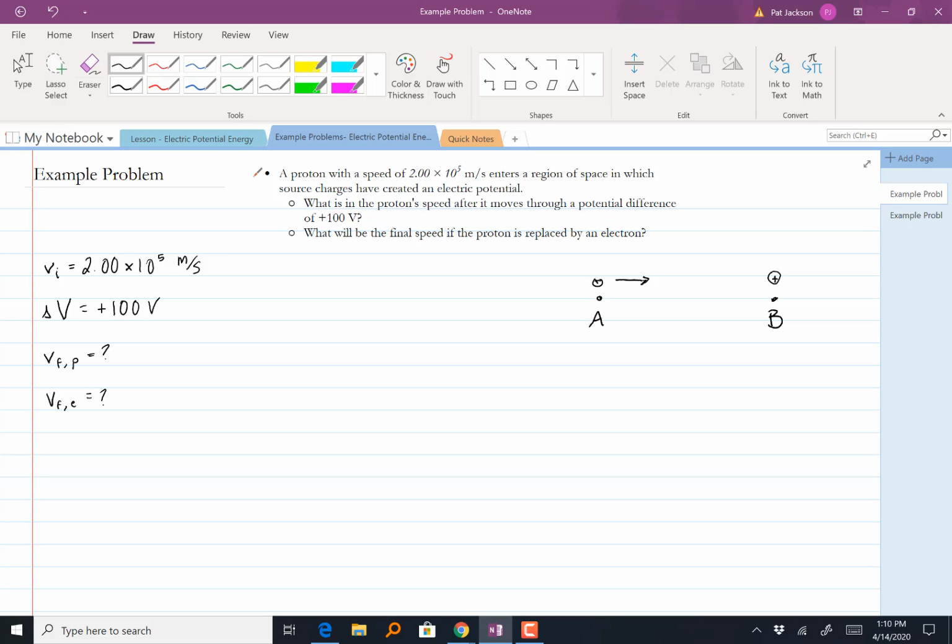So I've got a proton, which is moving from A to B, and I'm looking for the speed. So I'm using the conservation of energy, and so let's start by defining our system to make sure that it's isolated, so that all of my forces are internal to the system. And so to do this, I need my proton, my object that's moving, and all the source charges.